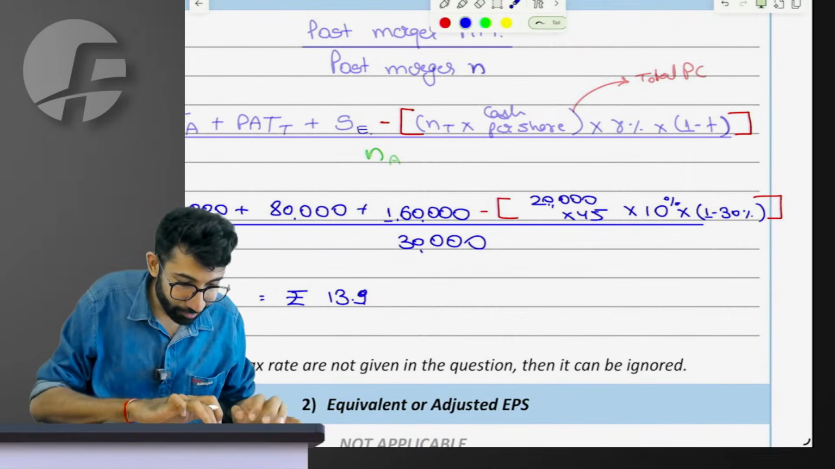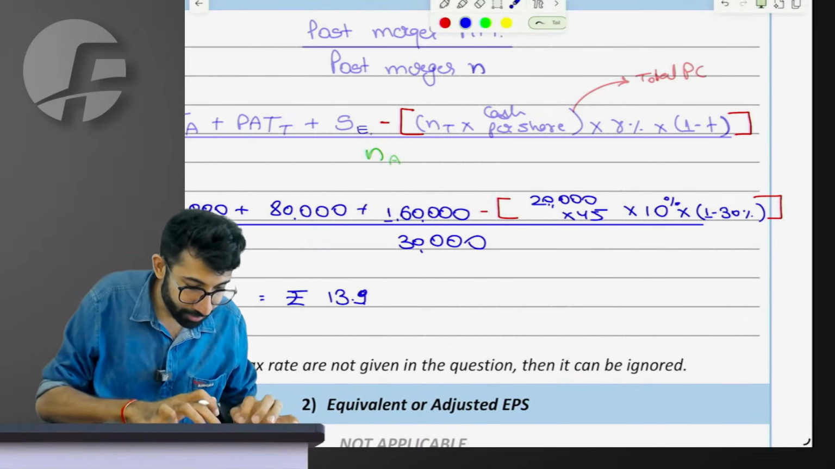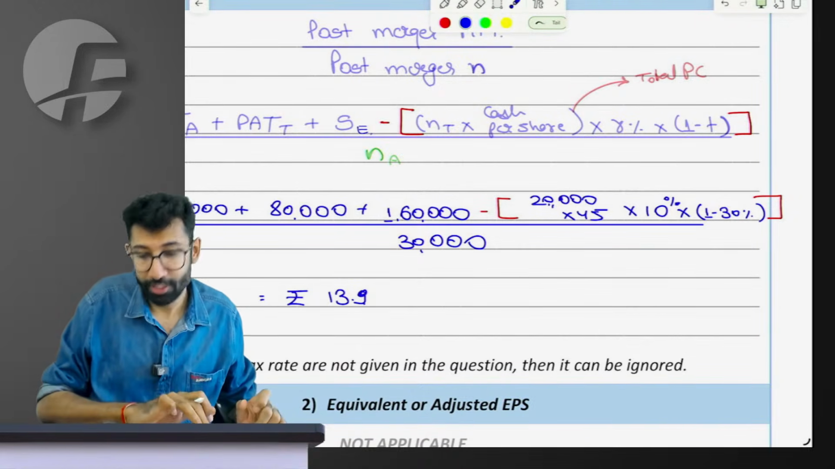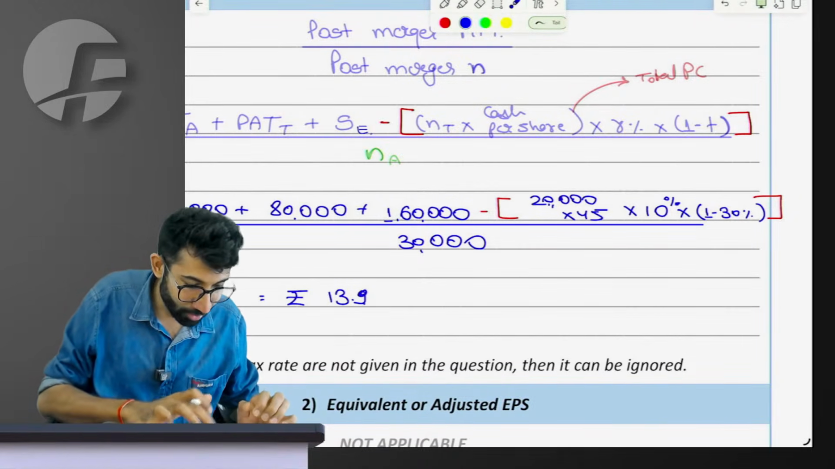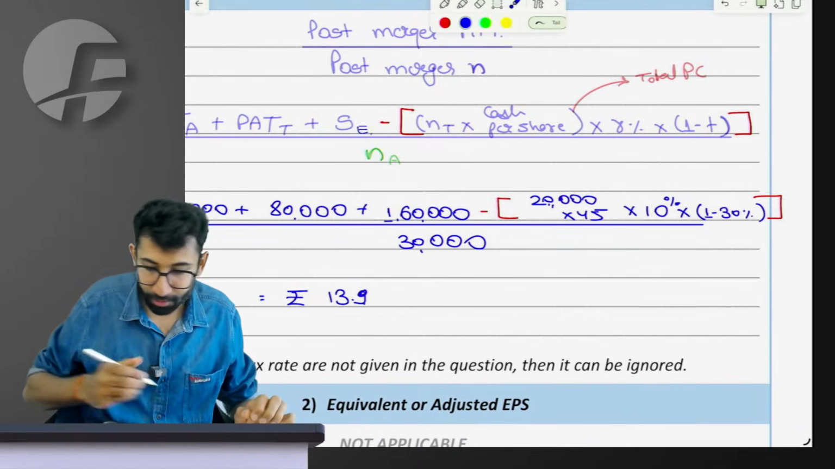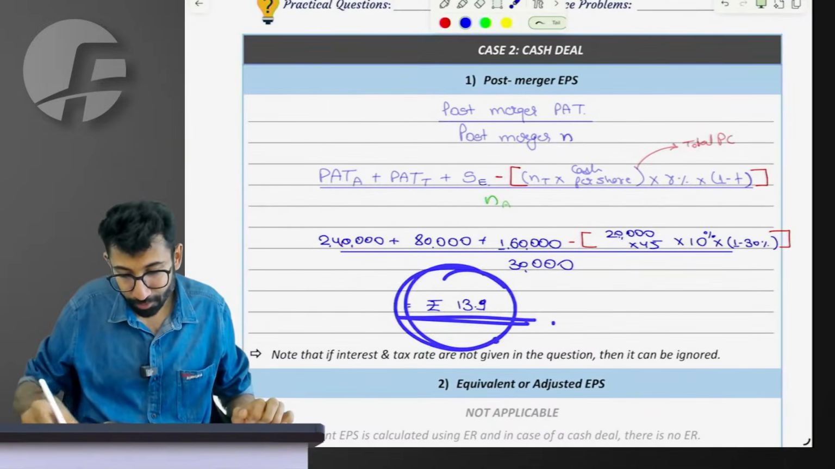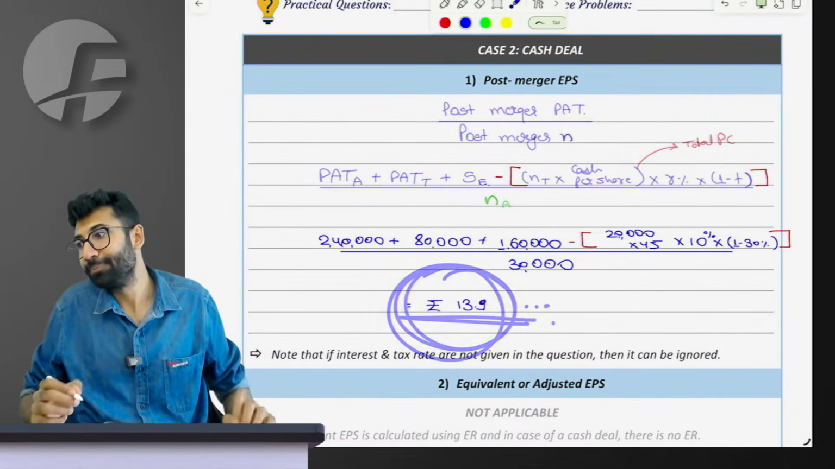20,000 into 45 gives me 9 lakh rupees, into 10% into 70% is 63,000. Attach a negative sign to it so that you can add 1,60,000, you can add 80,000, and you can add 2,40,000. Divided by 30,000 shares gives me 13.9 as the post-merger EPS in case of a cash deal.